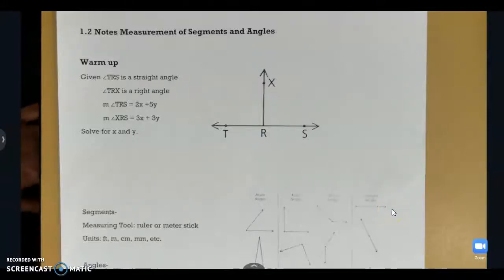Right, we are doing 1.2 notes, continuing on with chapter 1 now that you're familiar with some of the vocabulary, and I apologize for my nasally voice. My daughter gave me a cold.